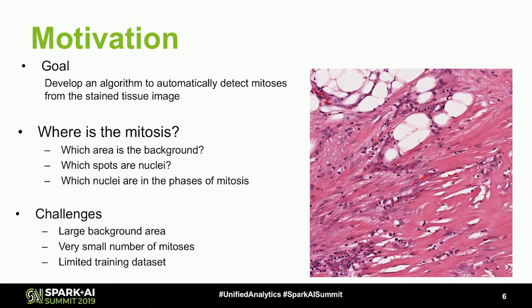Besides these questions, there are also some challenges in the training datasets. The first one is the large background area. This kind of data will not help the model training, but will increase the training time and the inference time a lot. Also, compared with the number of normal cells in the image, the number of mitoses is very small, and the training dataset is also limited.